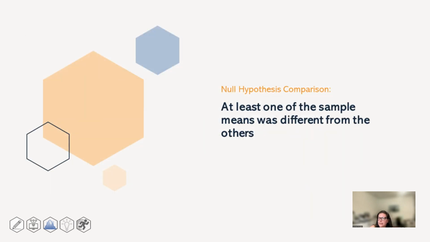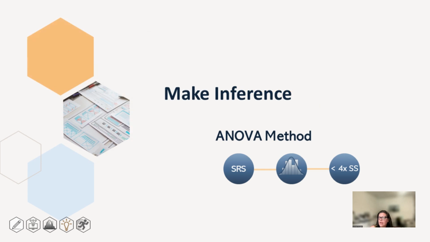In our null hypothesis comparison, we found that at least one of the sample means was different from the others. The next step is to make inference. We used the ANOVA method, or the analysis of variance, for evaluating our data because we had multiple quantitative samples. The requirements were met for the ANOVA test because we took independent random samples. All the samples have approximately normal distributions, and the largest sample variance is smaller than 4 times the smallest sample variance.